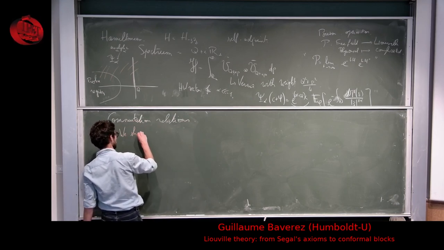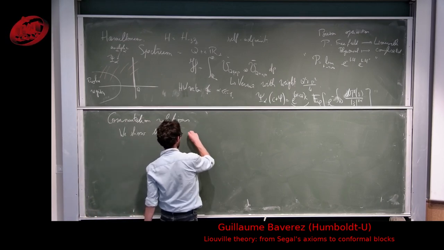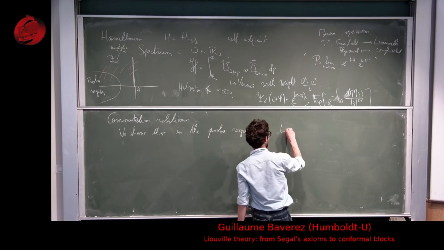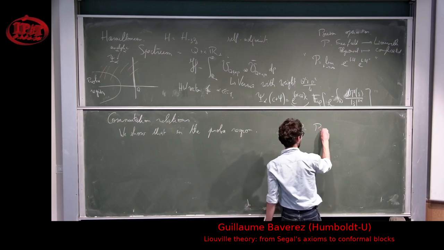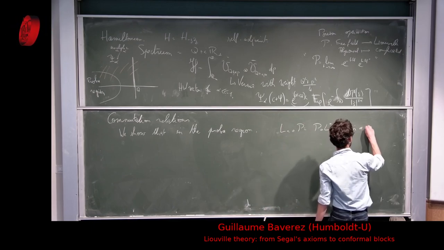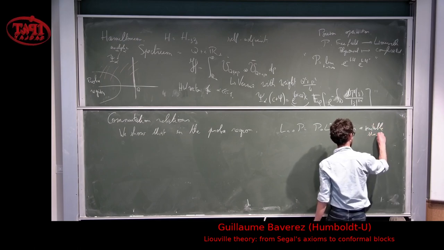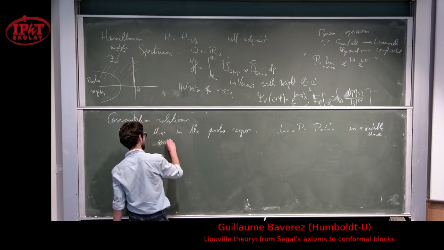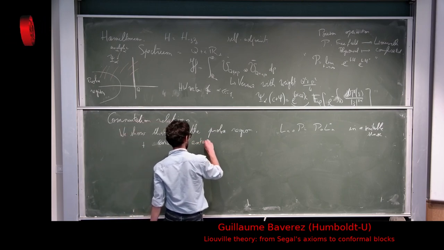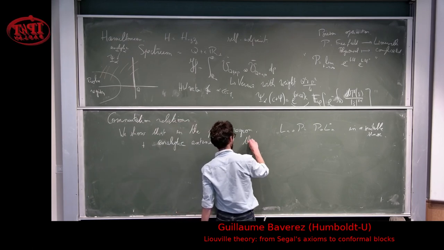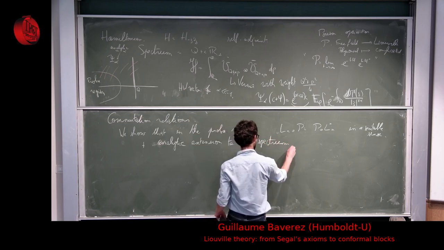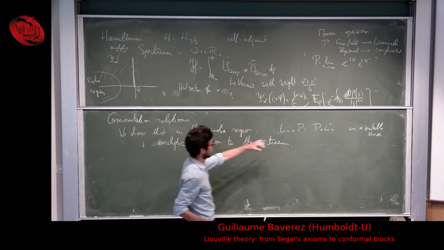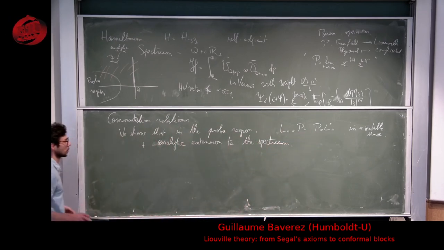So we show that in the probabilistic region, Ln composed with P is equal to P composed with Ln0 in a suitable sense. Extension to the spectrum. And so this is basically telling you that this Poisson operator intertwines the two representations, so you literally have the same representation.